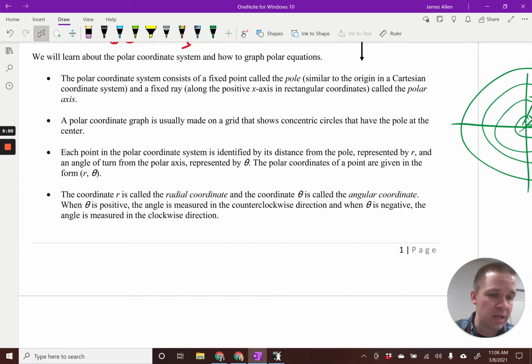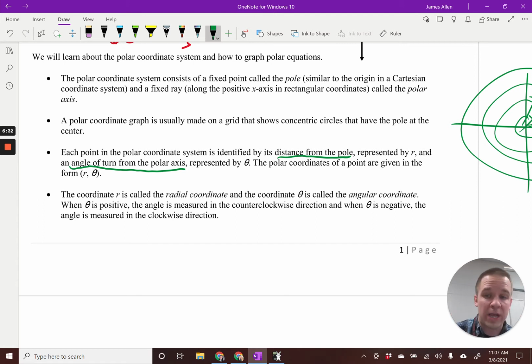So each point in that polar coordinate system is identified by its distance from the pole. So that was our hypotenuse of that special right triangle we just had, right? And that's our r coordinate, r comma theta. And then the angle of turn from the polar axis. So from that positive x-axis, which we now call our polar axis, that's going to be our theta. Okay, you could go counterclockwise or clockwise, and we'll have positive and negative angle measures. And I kind of just skipped ahead there. Sorry. So r is called our radial coordinate, right? That's our length, our distance from the pole, our origin.